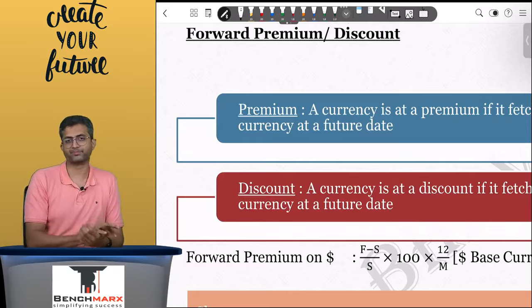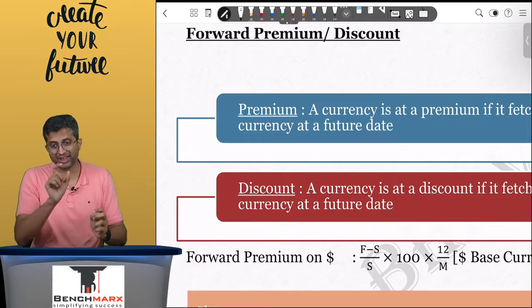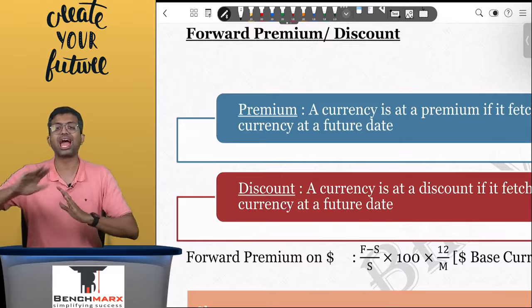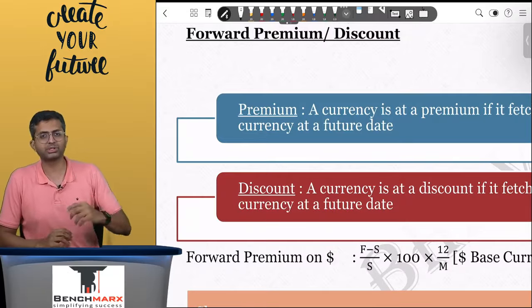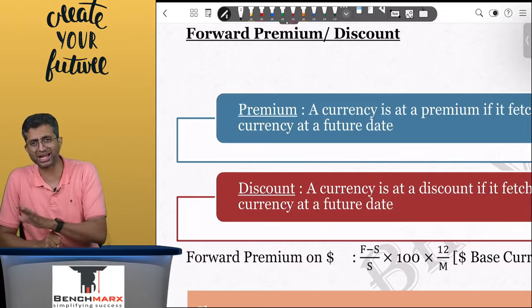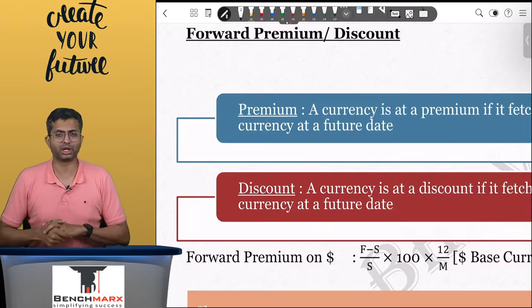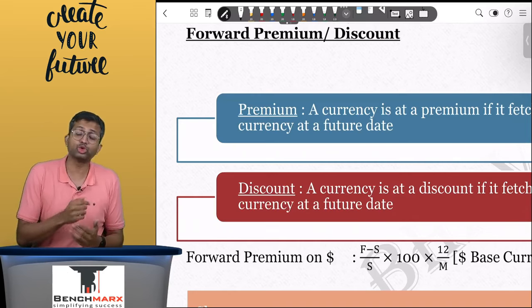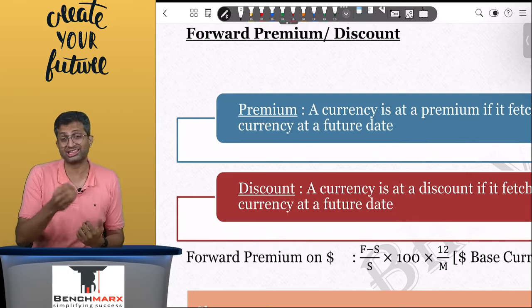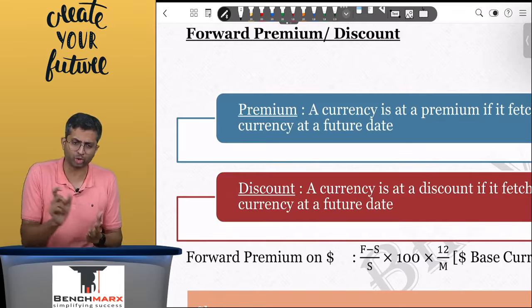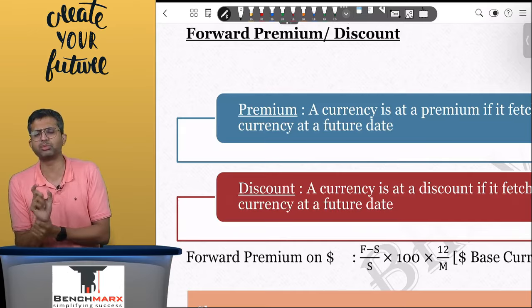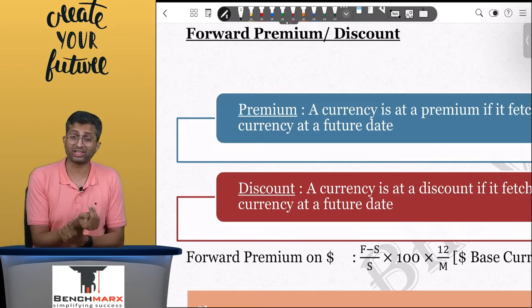If you want to find the premium as a percentage per annum, then you do F minus S upon S into 100 and then again into 12 by M, where M is the number of months. So if it is 12 by 6, 6 months are there, then you will find the rate of return after 6 months. This is the formula that you use for the item which is there in the base. So if it's a rupee per dollar quote, then for the dollar, finding the premium or discount will be based on the formula that we discussed.